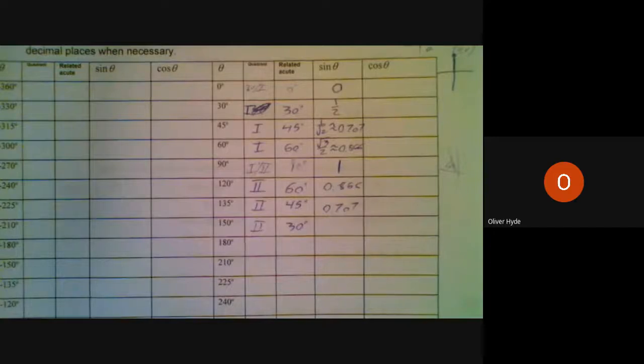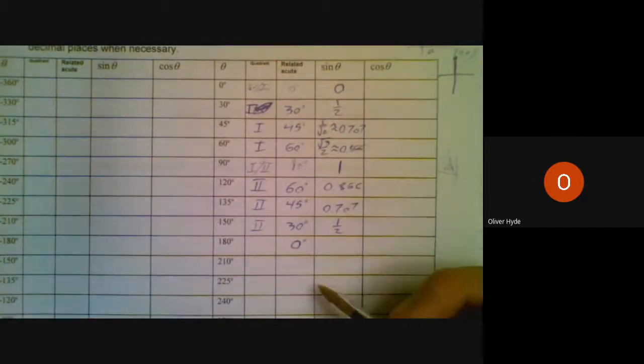This is kind of like the ambiguous case of the sine law. If I tell you that the sine of an angle is 1 over root 2, you don't know if that angle is acute or obtuse, assuming it's a principal angle. So I just get to repeat these heights again. An angle of 150 degrees in the second quadrant has a related acute angle of 30 degrees. That will give me the exact same sine ratio as the sine of 30 degrees.